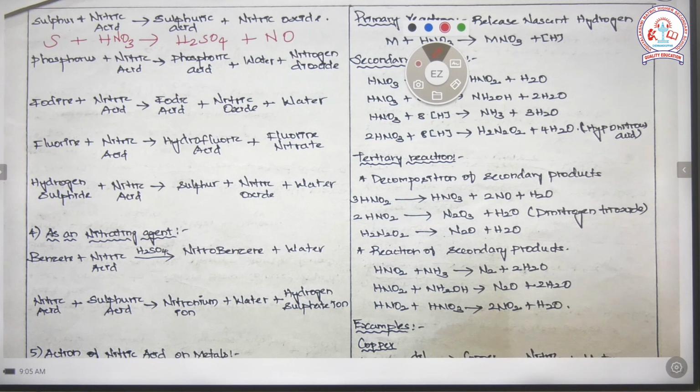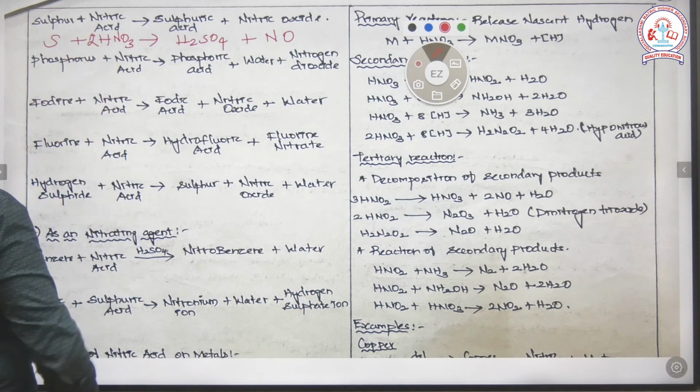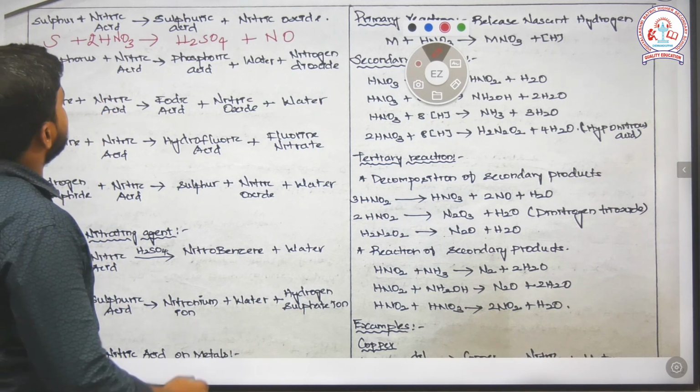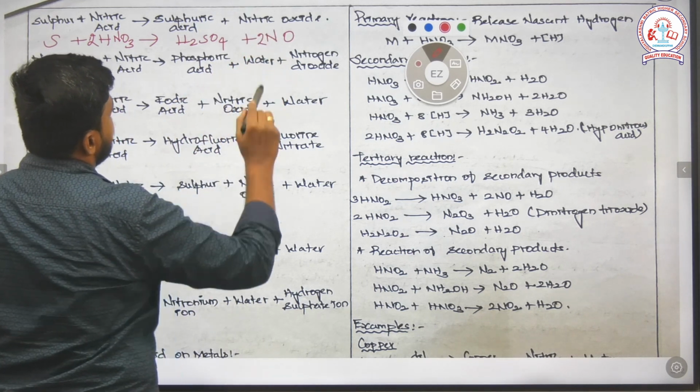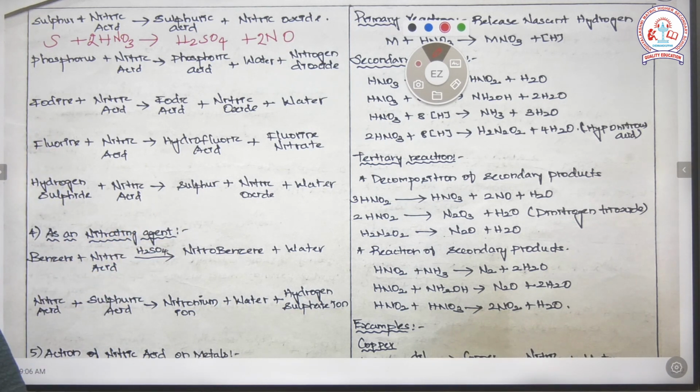So to balance it, hydrogen here it is 2, so I need to make it as 2. Okay. Sulfur 1, nitrogen 2, so I need to make it as 2 here. Oxygen 6. 4 plus 2, 6. Equation is balanced. Next one.